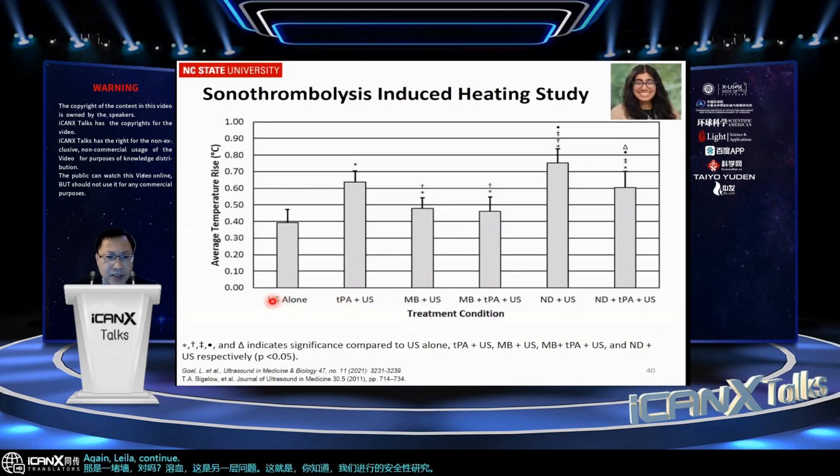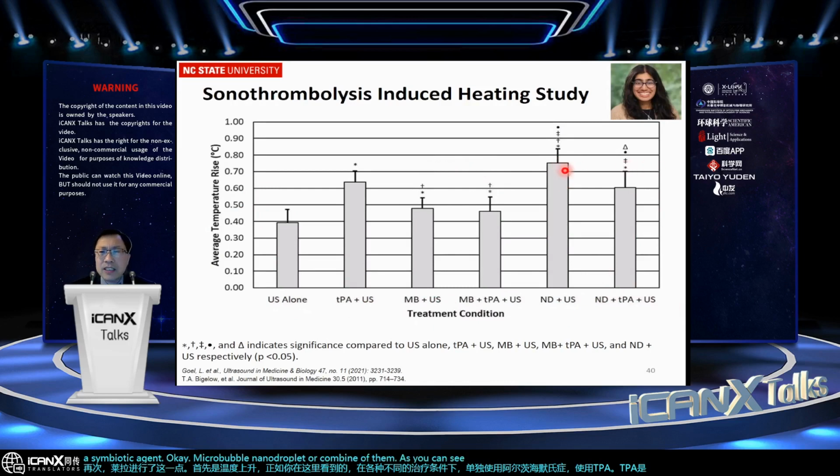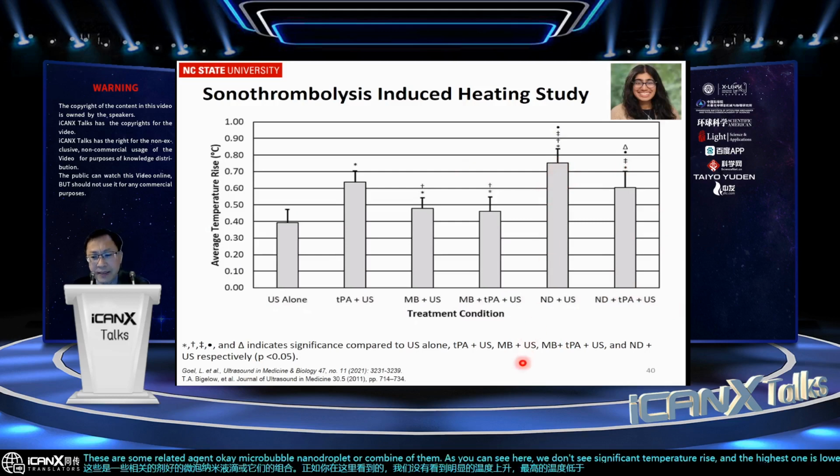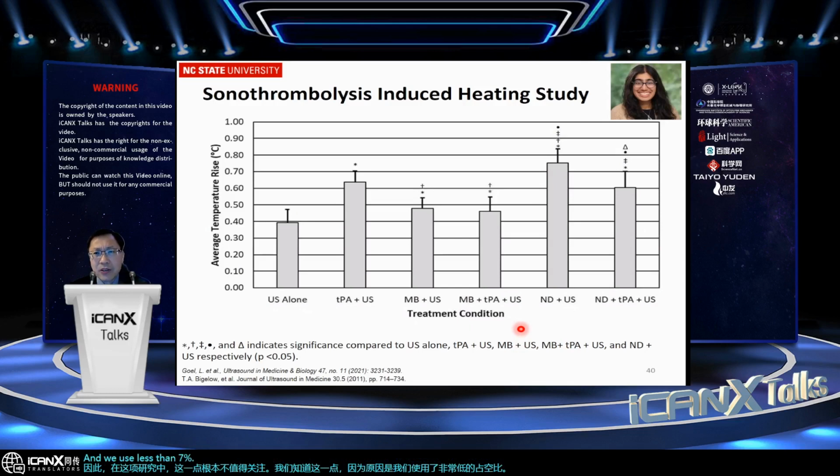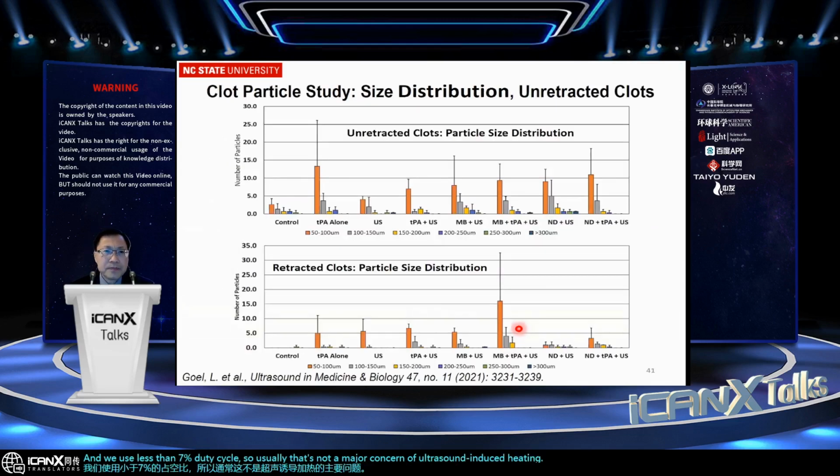Again, Leila conducted this. The first is the temperature rise, as you can see here, with all different treatment conditions: ultrasound alone, with TPA, a thrombolytic agent, microbubble, nanodroplet, or a combination of them. We don't see significant temperature rise. The highest one is lower than 0.8 degrees Celsius, so that presents no concern in this study. The reason is that we use a really low duty cycle, less than 7%, so heating is usually not a major concern.